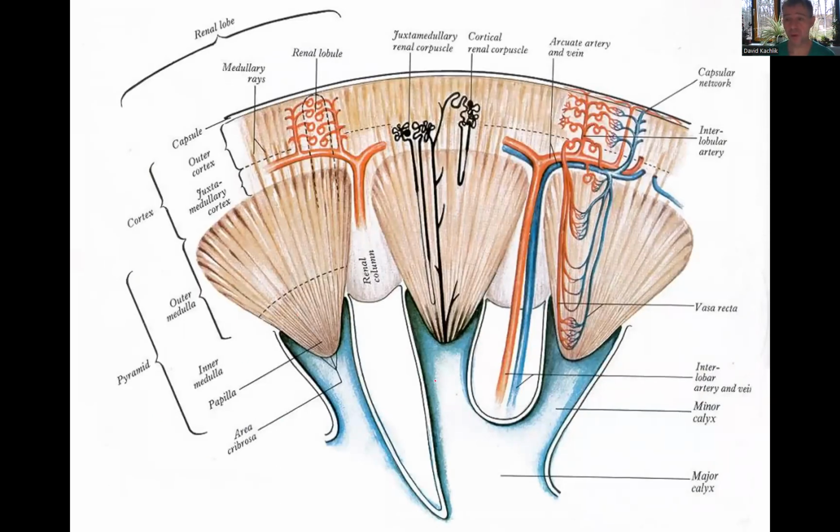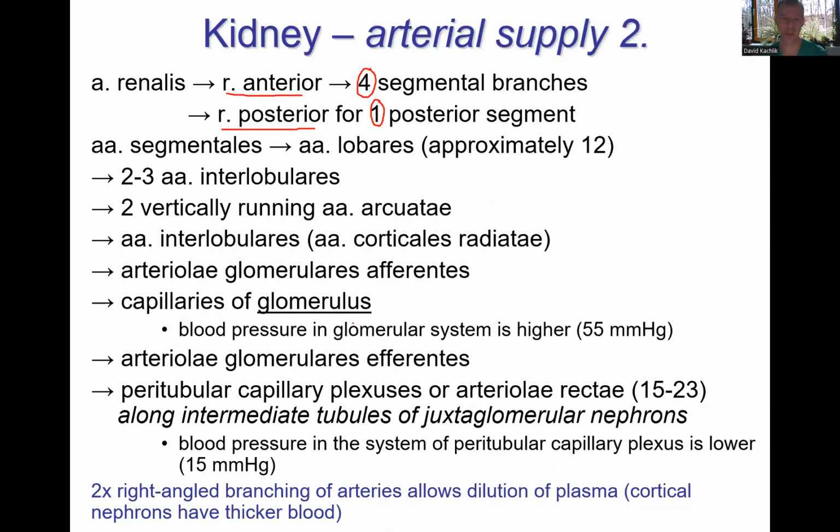This figure shows you the complicated arrangement. So now we have to go from larger to smaller ones, and important is that we have here 2 right angles during the way. So these segmental branches then branch into so-called lobar ones. The lobar ones correspond to developmental parts, and they also correspond to the number of the pyramids and the number of the minor calyces.